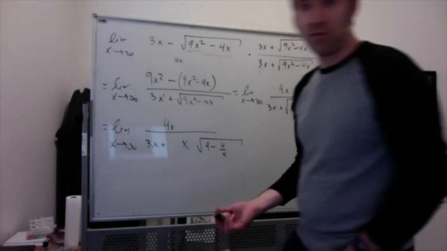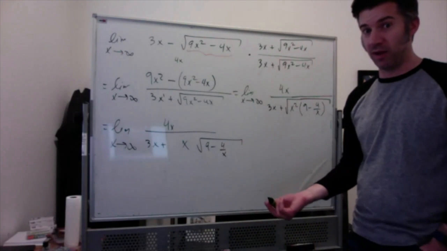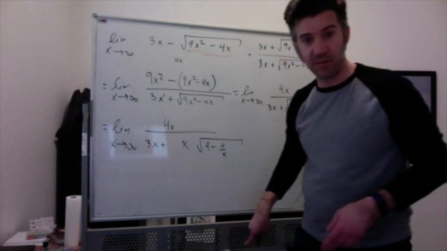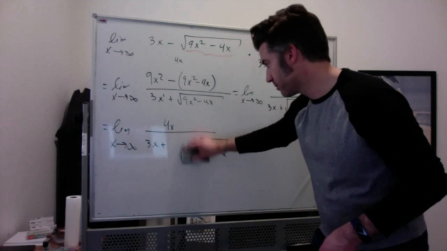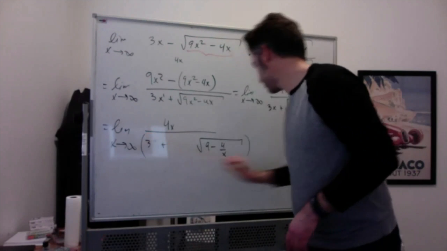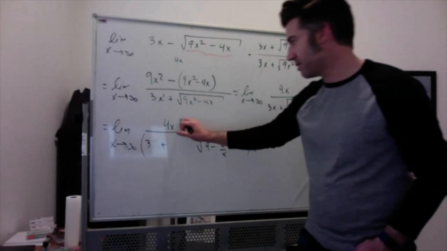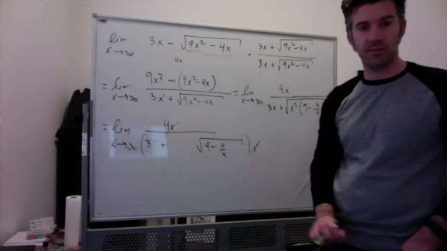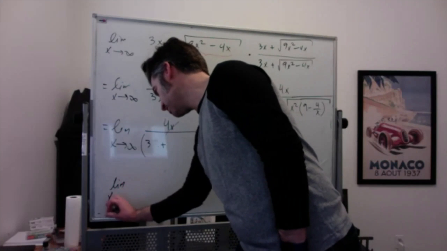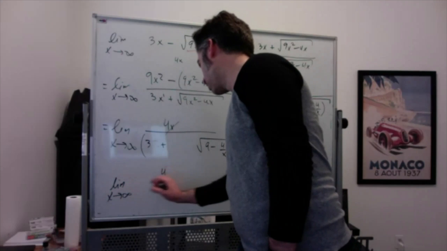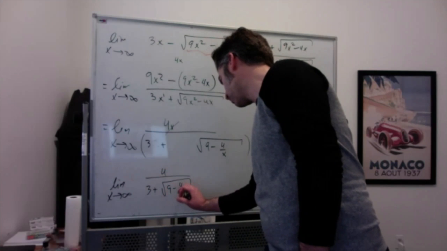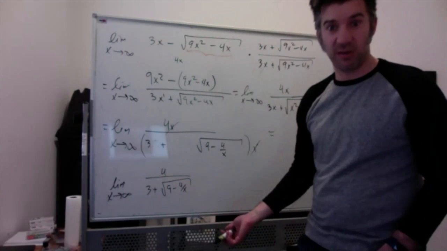And since I'm low on room, I'm going to do this next step the lame teacher way, where I just erase it and rewrite. I'm going to factor out an x from each of those terms. And then the x on top and the x on the bottom cancel. And now look what I've got. I've got the limit as x goes to infinity of 4 over 3 plus the square root of 9 minus 4 over x. And now I can actually evaluate it.